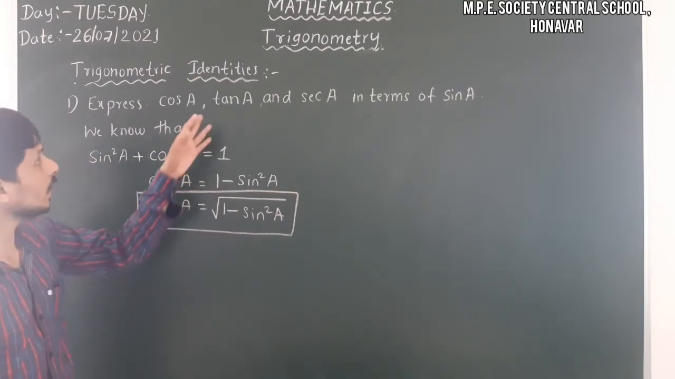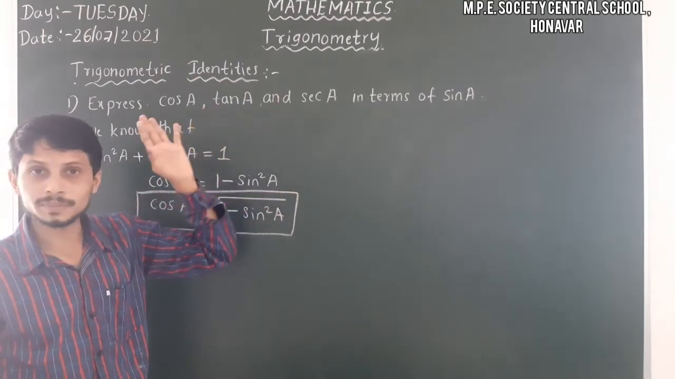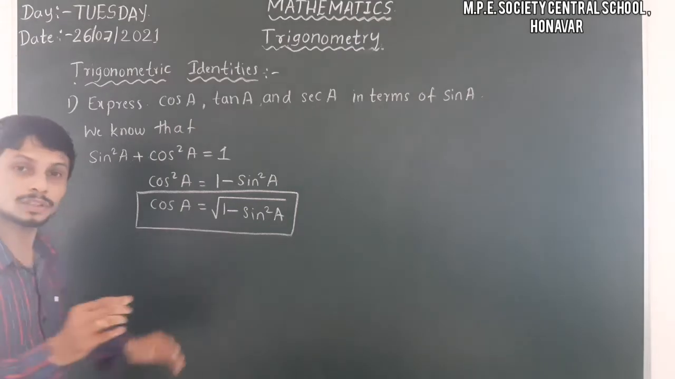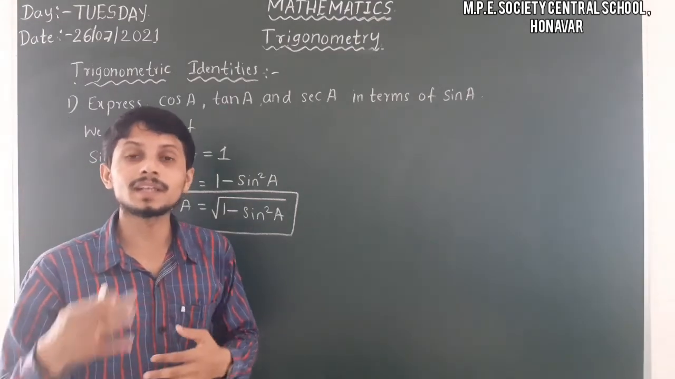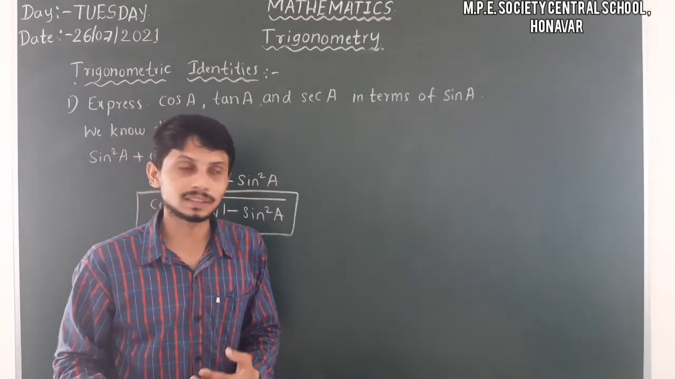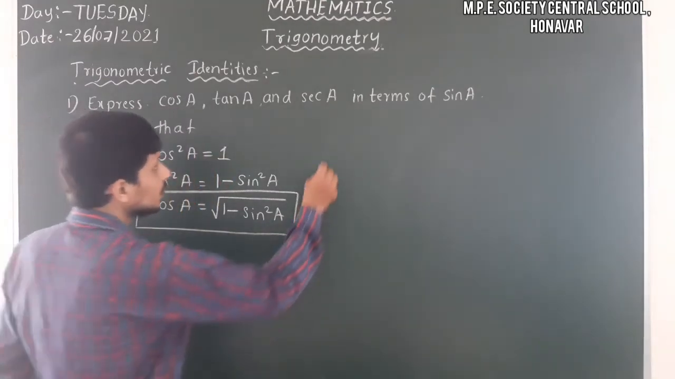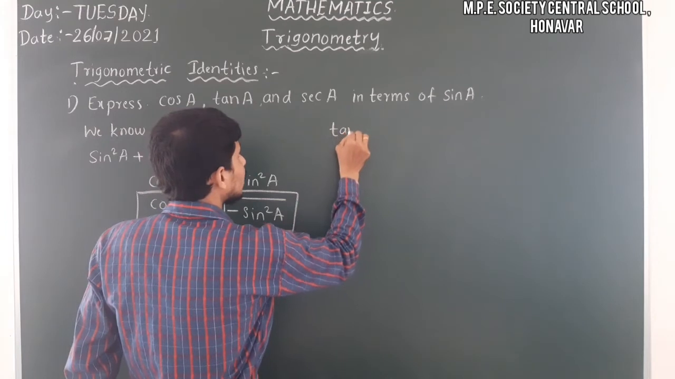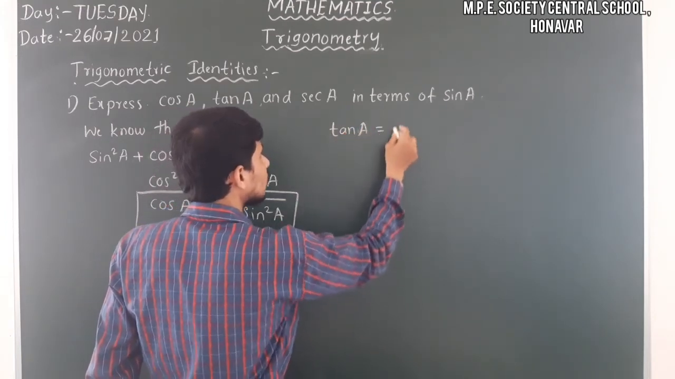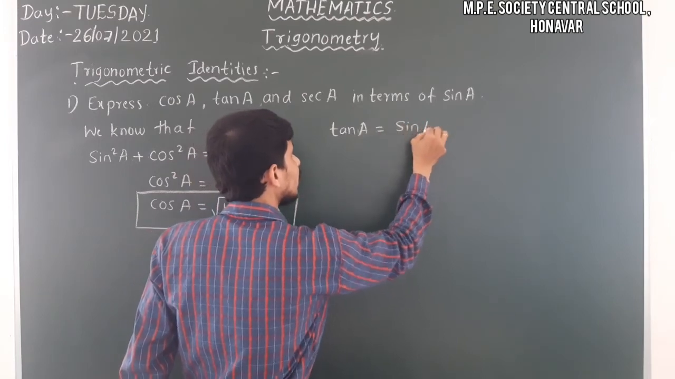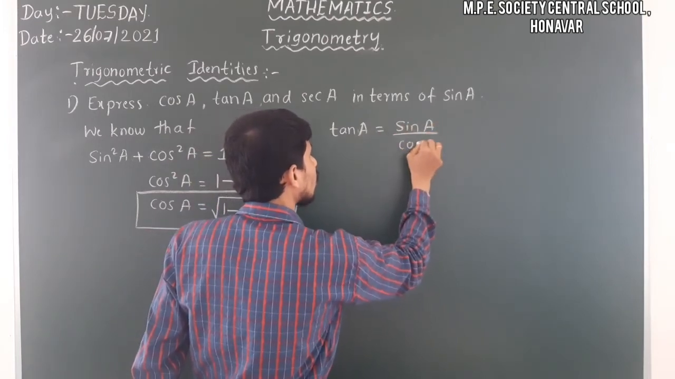And then we have to express tan A in terms of sine A. So we have to use all the formulas. We already know that tan of theta is equal to sine theta by cos theta, so we can use that one. So I will take tan A is equal to sine A divided by cos A.